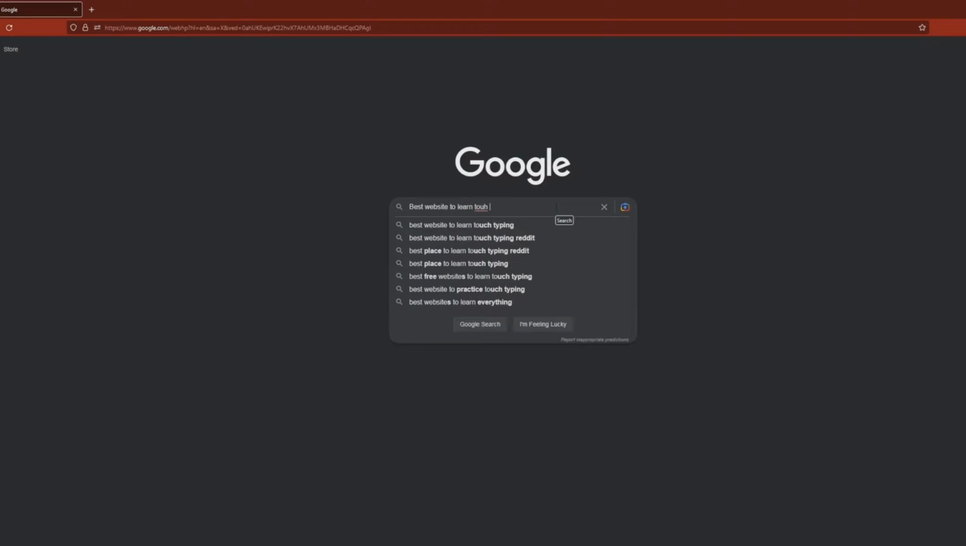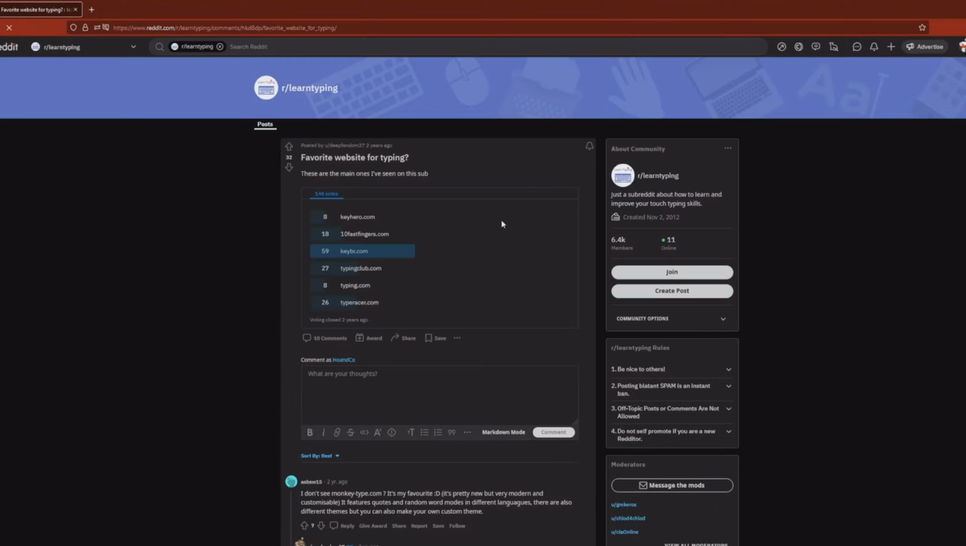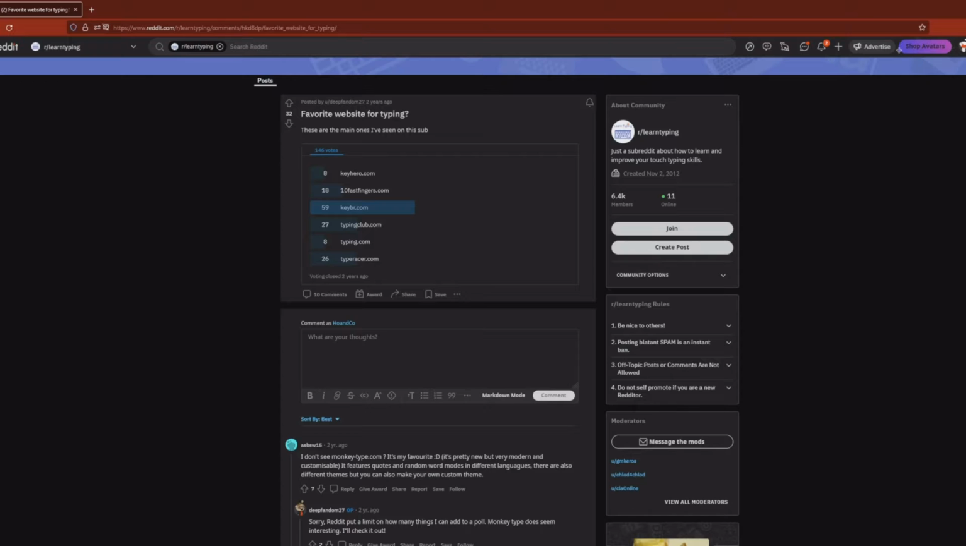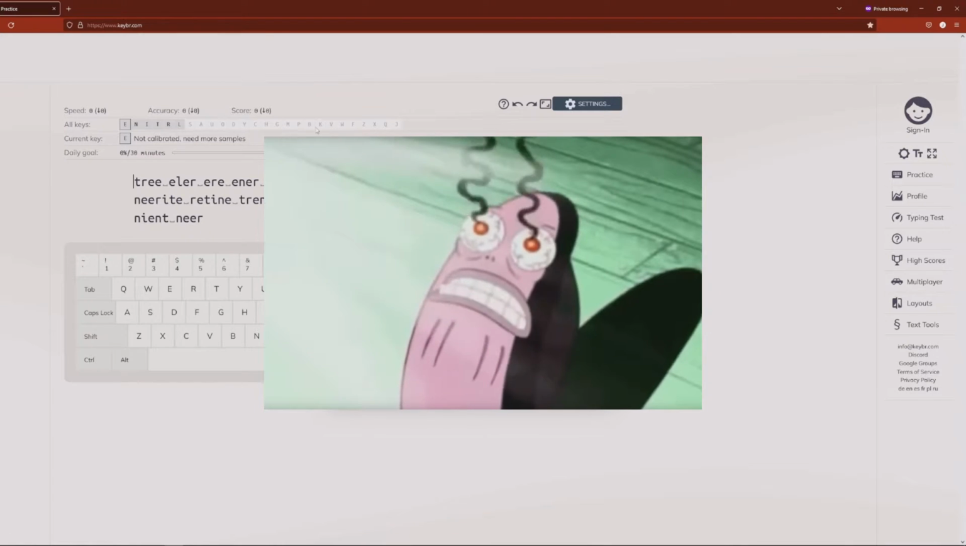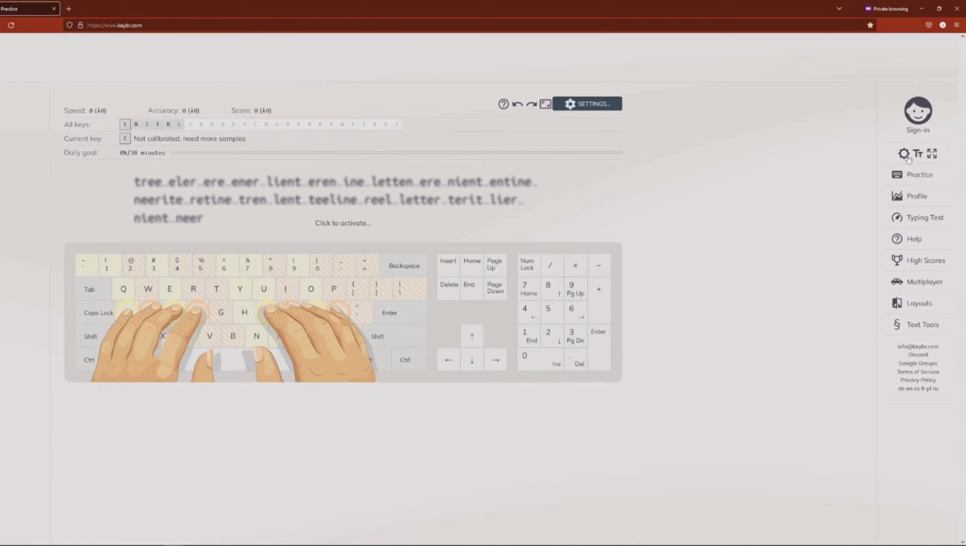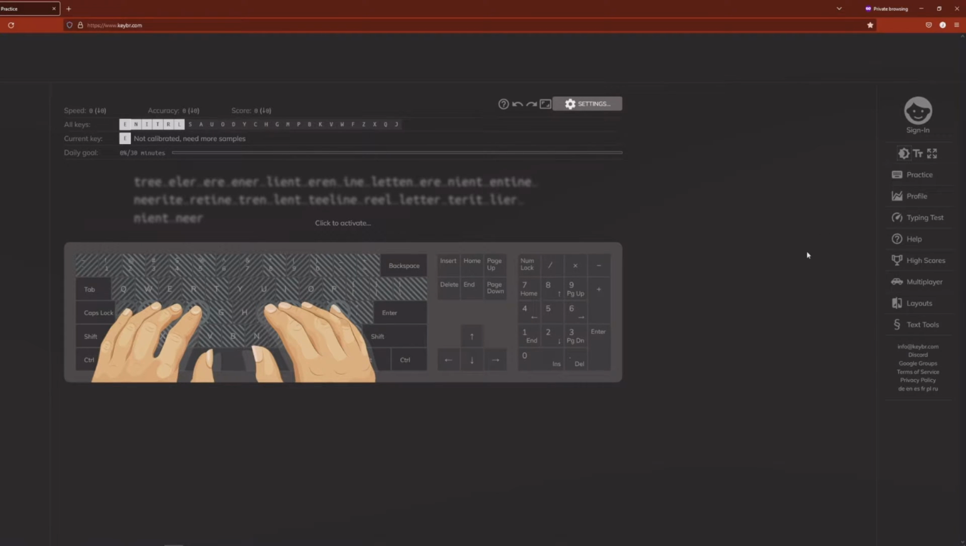And where better to start learning than Reddit? On the first post I found, the clear favorite was keybr.com, so I went to check it out. First impressions? It's bright. Luckily, they have a dark mode. Apart from blinding me, KeyBR was really cool.